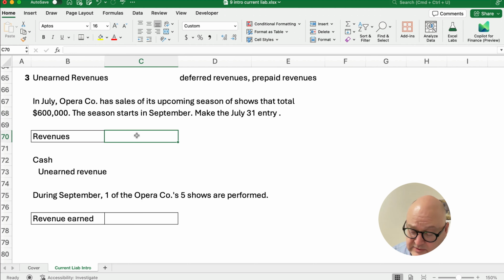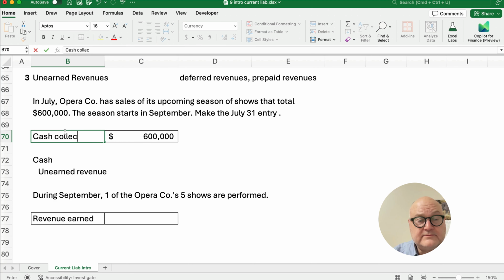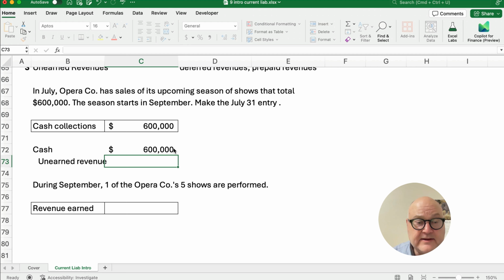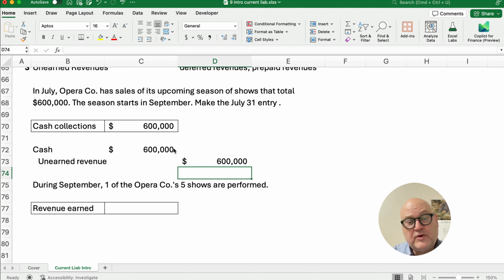So what are our revenues? Well, our revenues are going to be 600,000, okay? Or that is how much we collect. Now, technically, is this revenue? Well, this is our cash collections. So what happens here? So how much do we collect? We collect 600,000. And it's not revenue yet because it's only revenue when we present a performance, when we have a show. So this is unearned revenue.